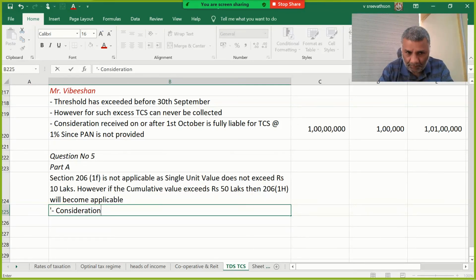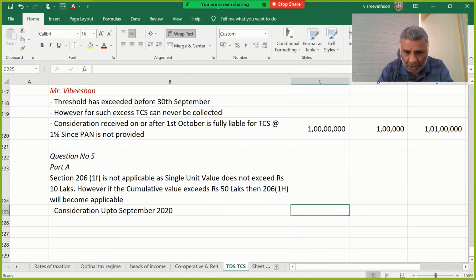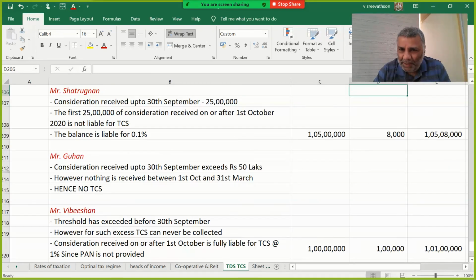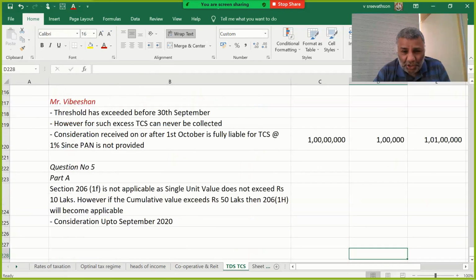Consideration up to September 2020. In all these cases you can even put 0.075%, because except the PAN case, in all other cases the provision itself was introduced from 1st October. The provision I have taken at 1% rate, 0.1% rate. You can put 0.075% as the rate also, because the provision itself was introduced.